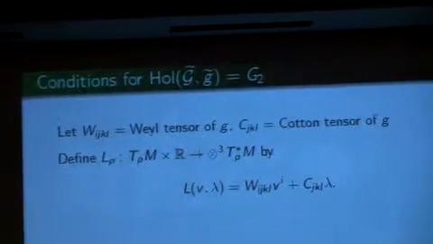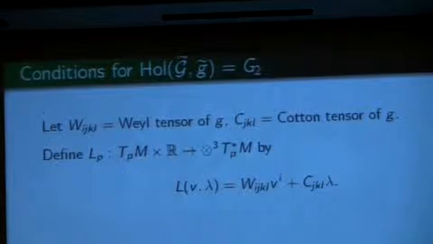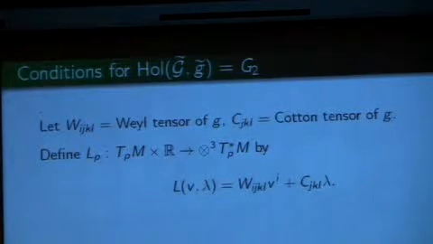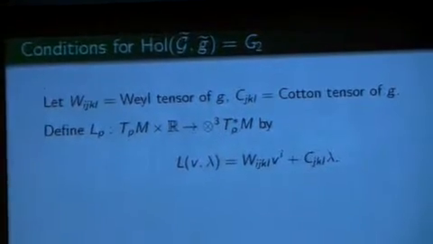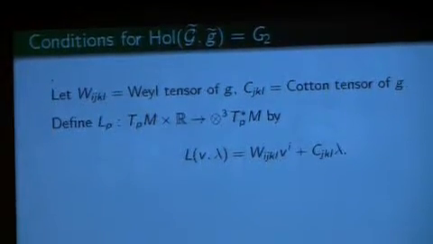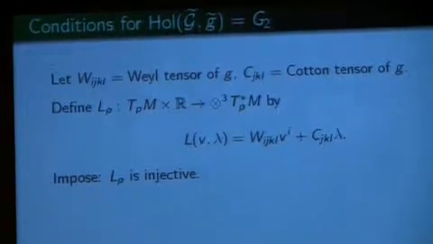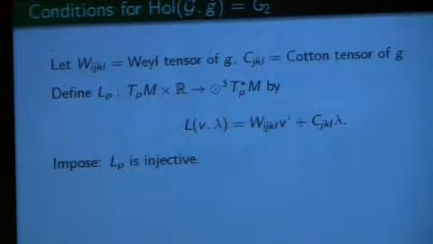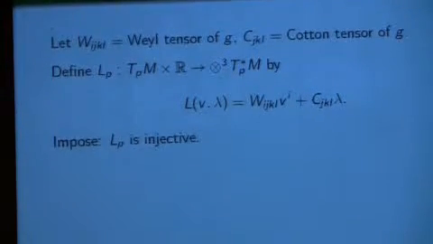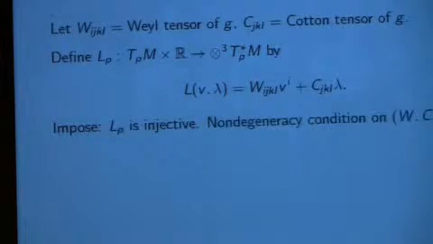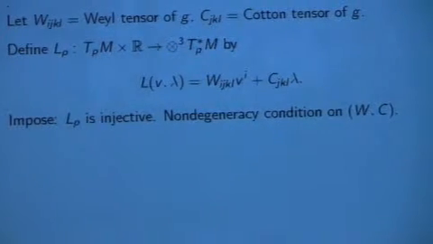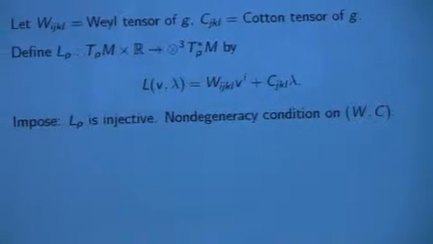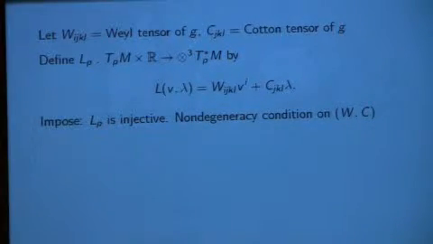Hook symmetry. So this, in any case, is just a map from a 6-dimensional vector space, because the tangent space of a 5-dimensional manifold across R, so we get into some big vector space. And one of the conditions we're going to impose is that this map is injective at some point of the 5-manifold. So that says this is a non-degeneracy condition on the Weyl and Cotton tensors. They're sufficiently non-zero and sufficiently complicated that they generate an injective map when you contract like this.